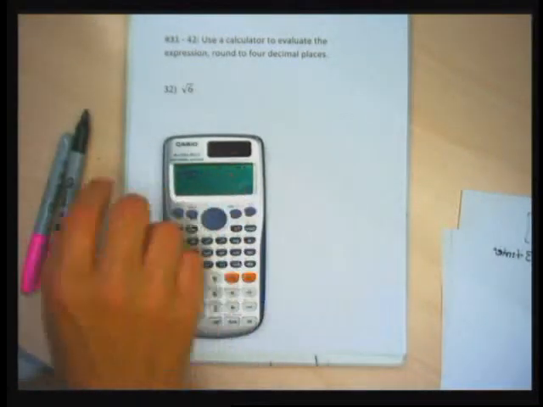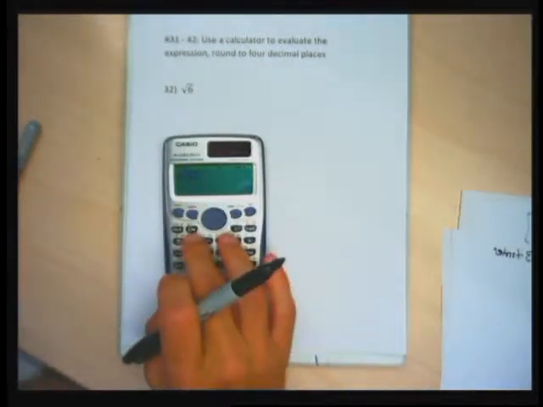Okay, 31 through 42. I had these written when calculators were hard to use, and the first 30 problems I had my students do by hand because calculators, when I wrote this material a few years ago, just weren't that easy to use. But now our calculator will work. In these problems, I'm asked to round to 4 decimal places, and they're purely calculator problems.